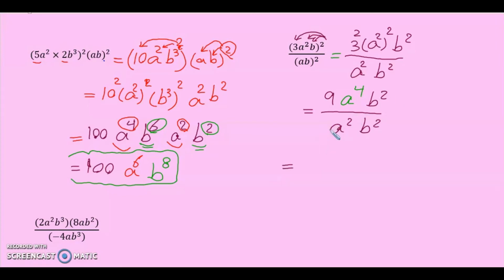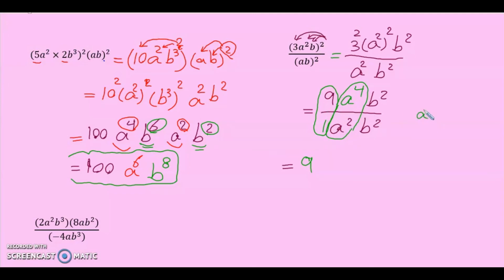So what is the coefficient at the bottom? Coefficient at the denominator is 1. Yes. So fraction lines means division. It means you have to divide this coefficient by this coefficient. It means 9 should be divided by 1. 9 divided by 1 would be 9. Then you have to match a's. You have a on top and a on bottom. Yes? Fraction lines means division.